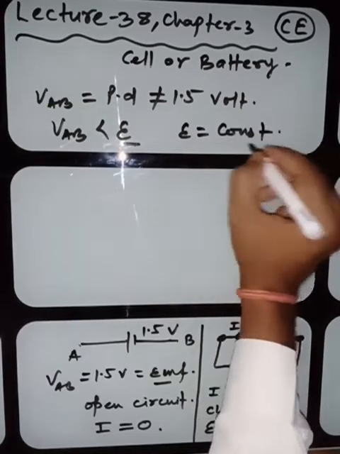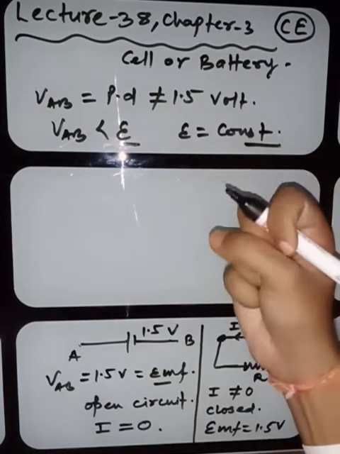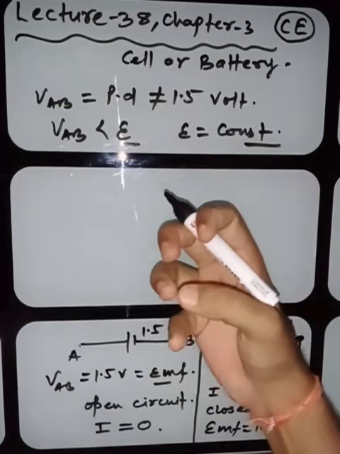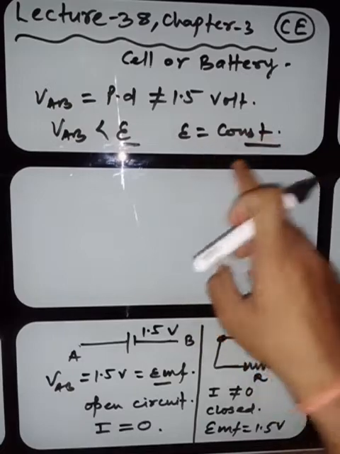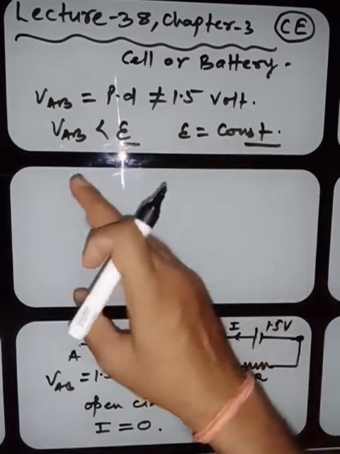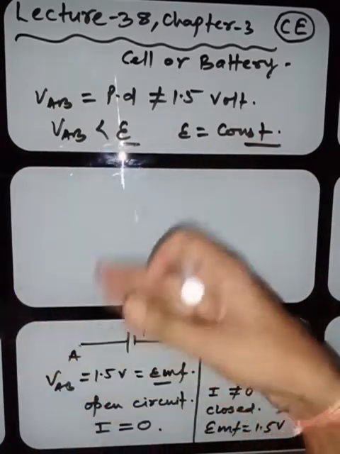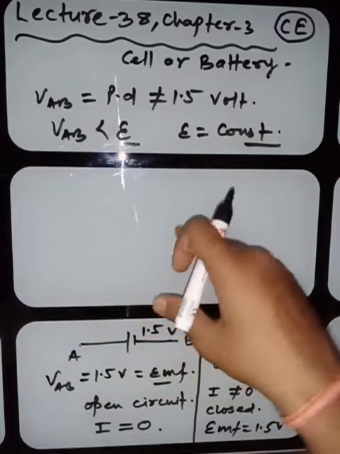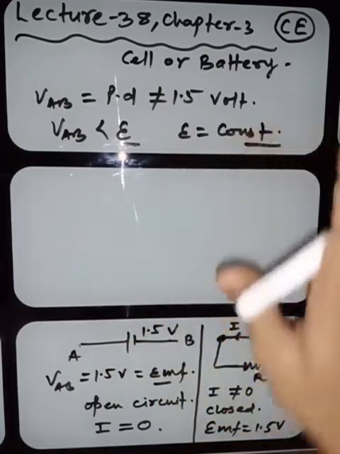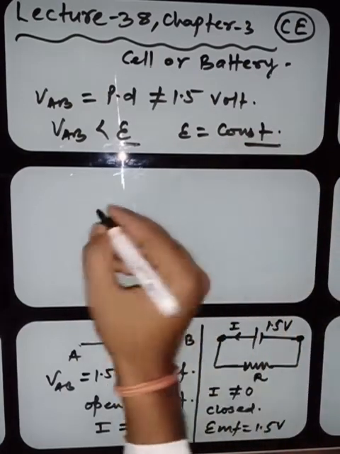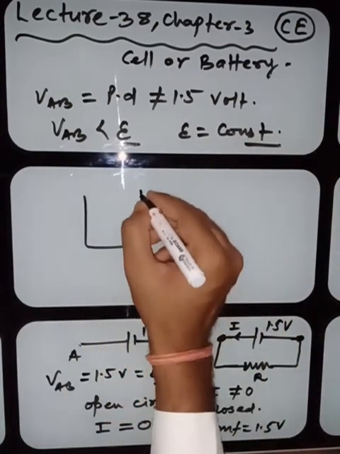Remember. Why? Because this is the electromotive force, and it is the cause due to which electrons are moving, whereas potential difference is the effect which is created due to the flow of electrons. Okay, remember, so the EMF remains constant. You can study this with an example. You can take an example.